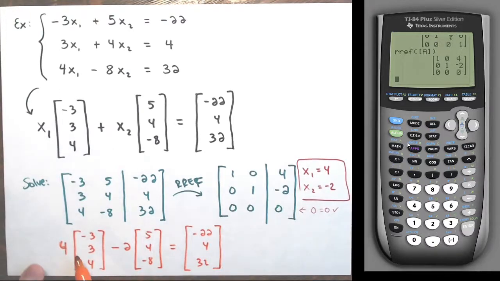And let's see, that'd be negative 12 minus 10 is negative 22, yes. Then the second component, you'd have 12 minus 8 is 4, yes. Then the third component, 16 plus 16 is 32. Fantastic. All right, so here it is, the linear combination.